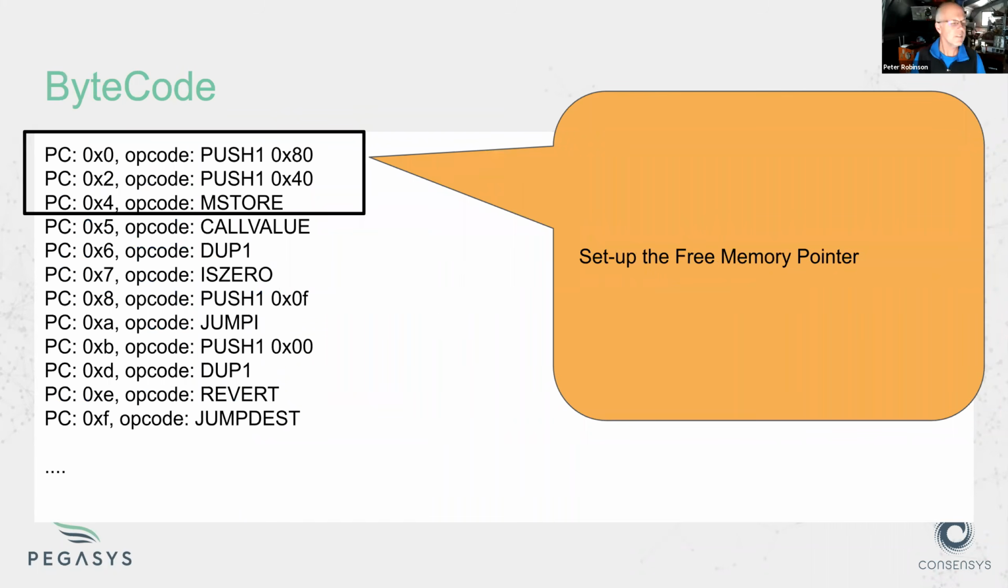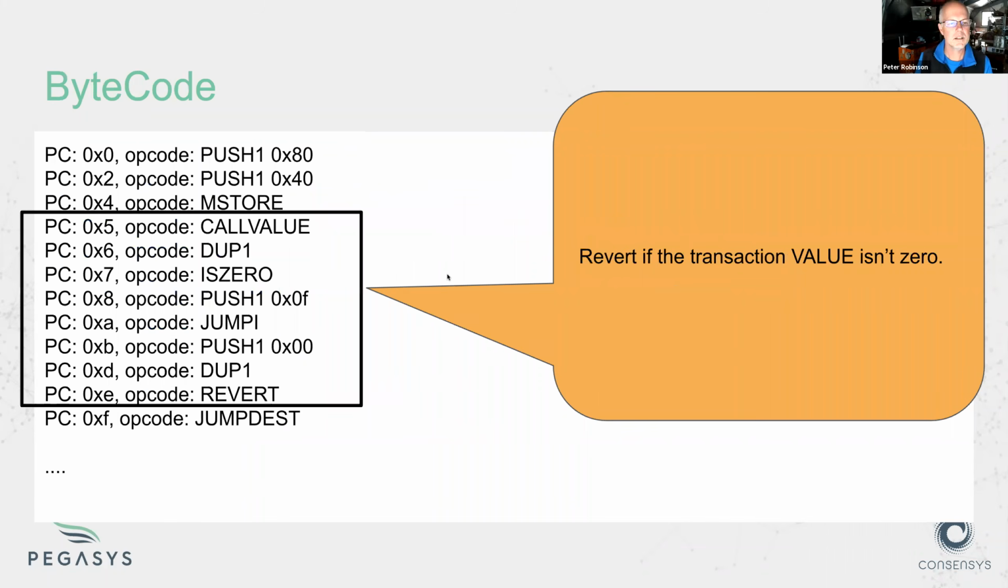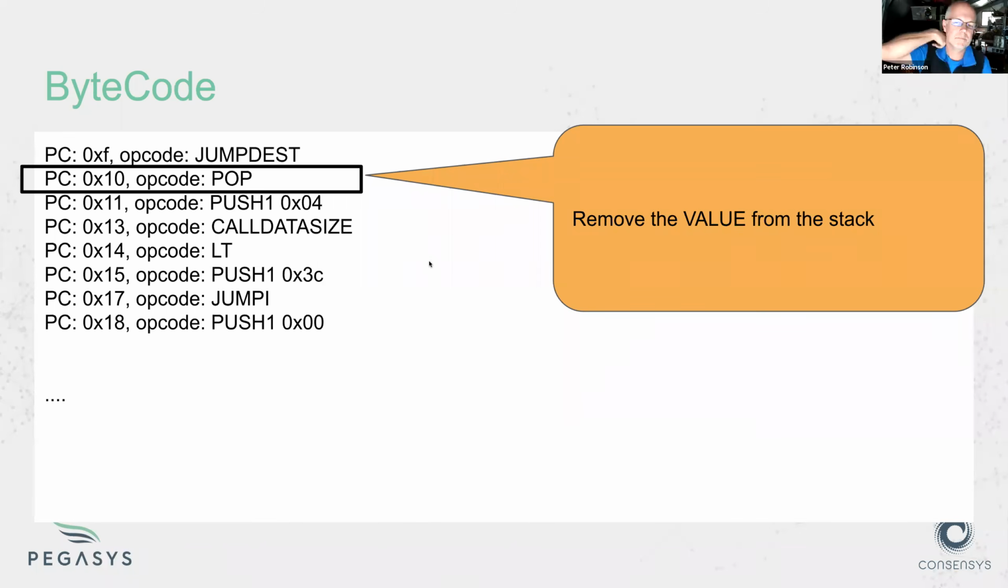At the start of the code, we're going to set up the free memory pointer again. Then because none of those functions are payable, it does the check to see that the value is 0 again. And if it isn't, let's revert. And then we jump to the next block of code. The code automatically copies the value onto the stack, and I think that's just in case any of these functions were payable and you need to use that value. But so it pops it off.